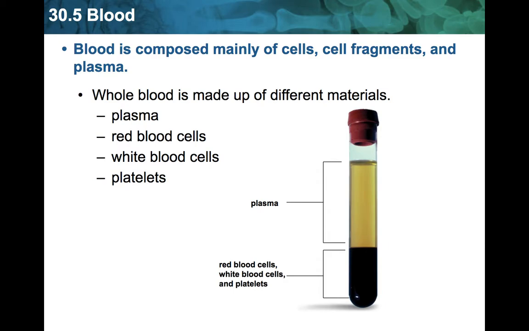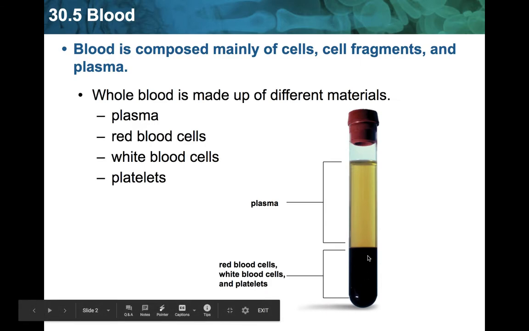Blood is made mostly of plasma, which is that clear yellowish stuff. And then these are all the red blood cells, white blood cells, and platelets down here that were heavier that got pulled to the bottom. Plasma is actually mostly water. But these are the components that make up your blood: plasma, red blood cells, white blood cells, and platelets. Most of these cells down here, out of all three of these, are red blood cells.